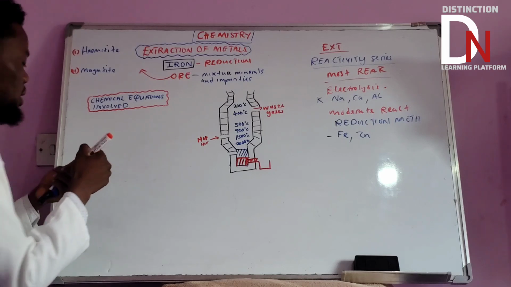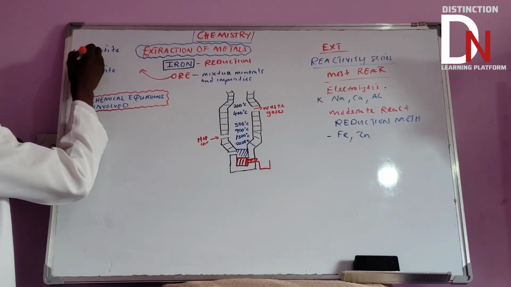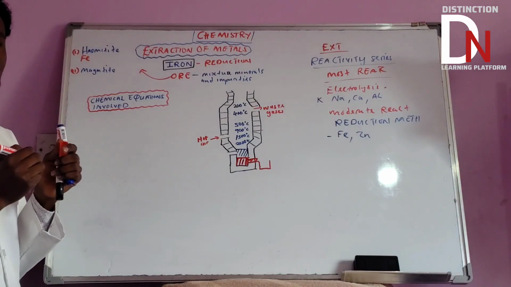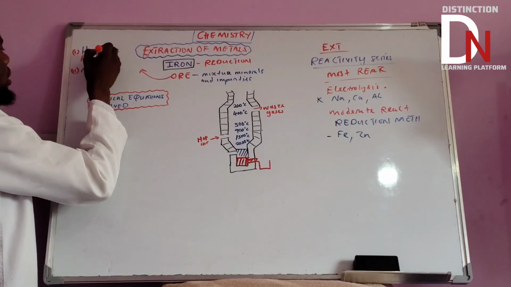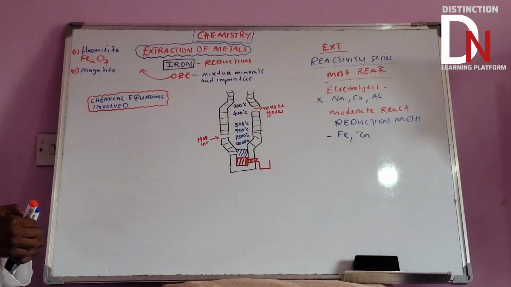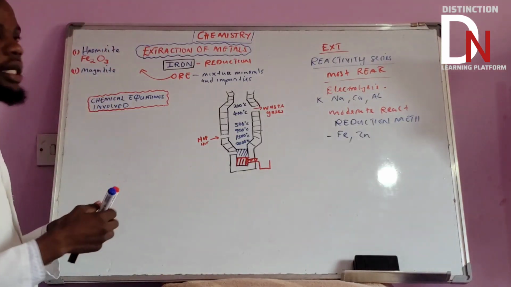So what is the correct formula for hematite? It is Fe. So Fe, that is for iron. The chemical symbol for iron is Fe. Then you're going to put 2 here and 3 here. That is the correct formula for hematite. Now, the question you can ask is, how did I form this hematite formula?